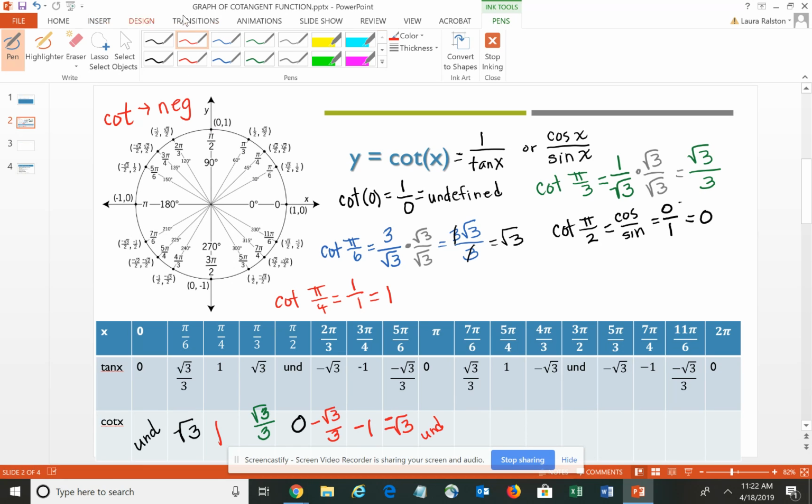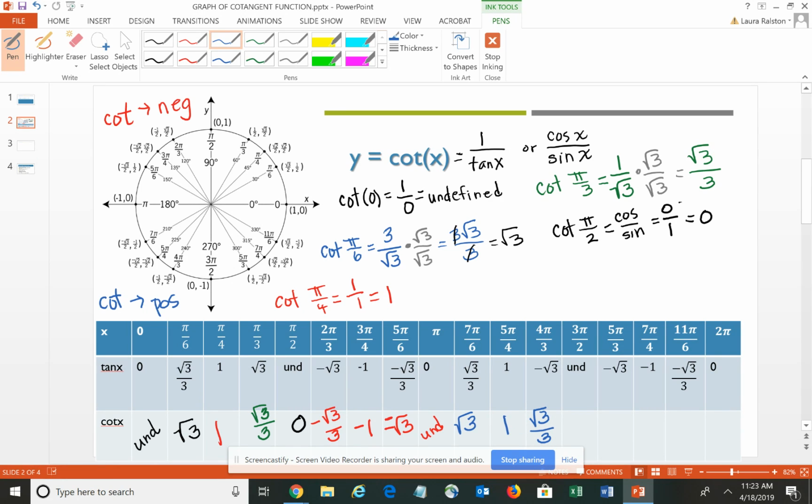Then we're around into the third quadrant, and in the third quadrant, you're going to have a negative cosine divided by a negative sine. A negative divided by a negative is going to be a positive. So in the third quadrant, the cotangent is positive. At 7 pi sixths, you would have the square root of 3. At the cotangent of 5 pi fourths, you would have 1. The cotangent of 4 pi thirds would be positive square root 3 over 3.